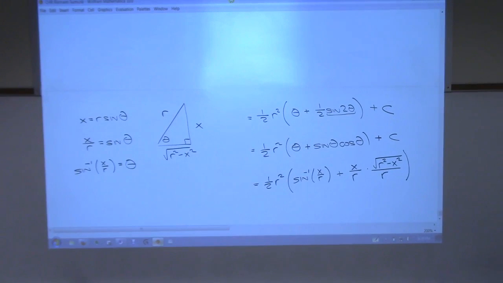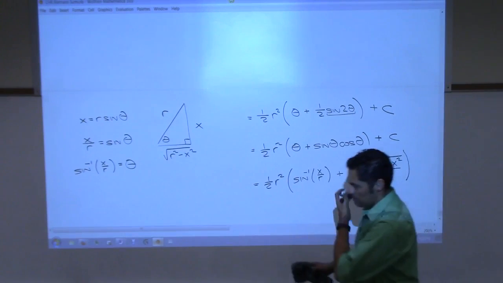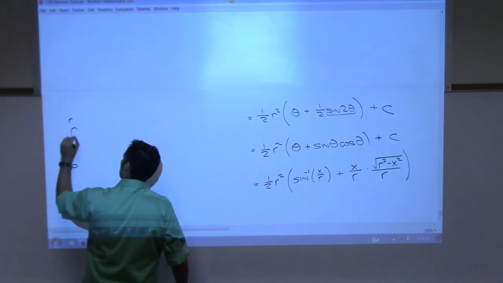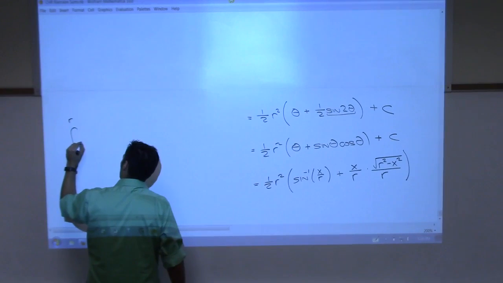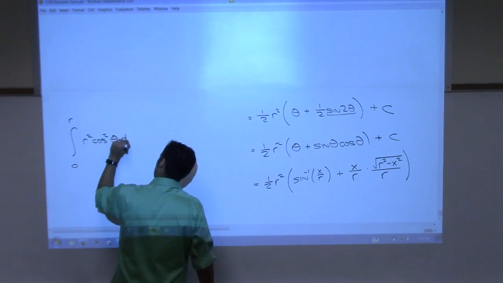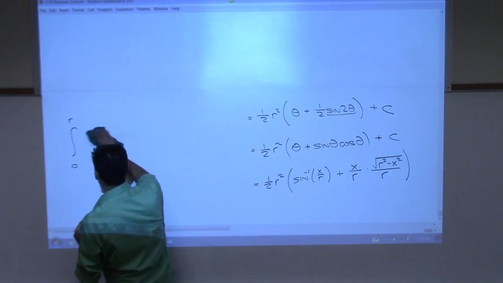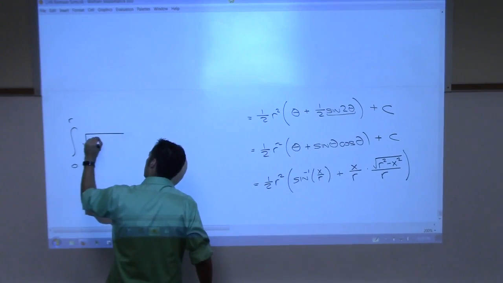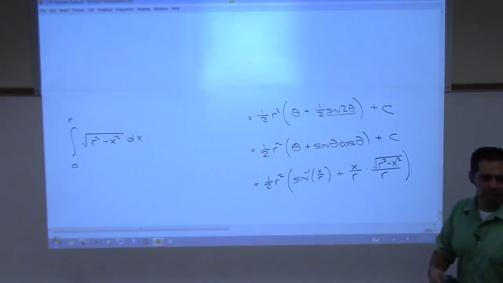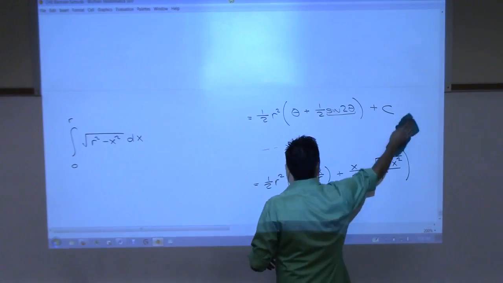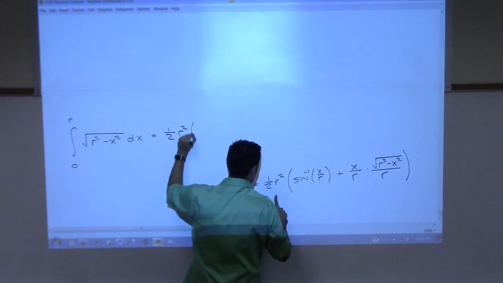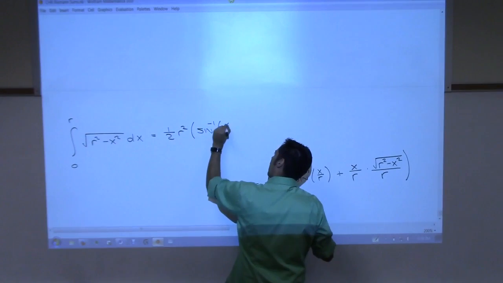Okay, I'm ready to evaluate the integral now. So here it comes. The integral from 0 to r of, what was it, r squared cosine squared theta d theta? Was that the integral? No. Sorry. Square root of r squared minus x squared dx. That's what we started with, right? Said, hey, what's the antiderivative of that? We had to do our trig sub. And what we came up with is the following. That we have 1/2 r squared arc sine of x over r.